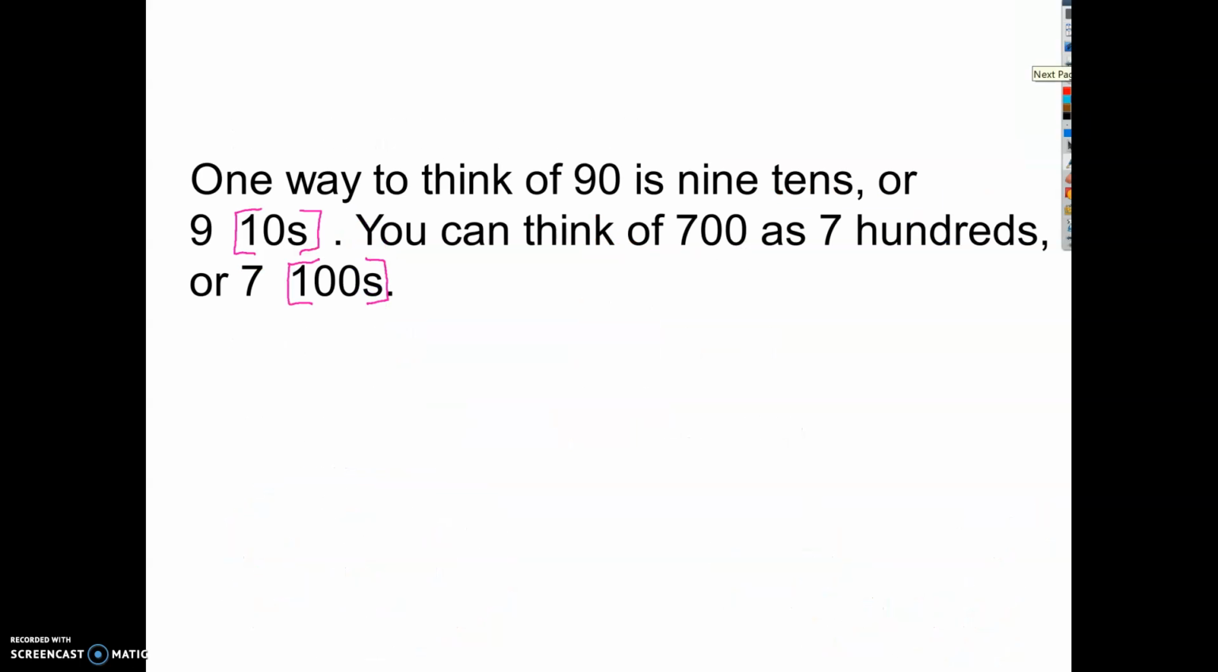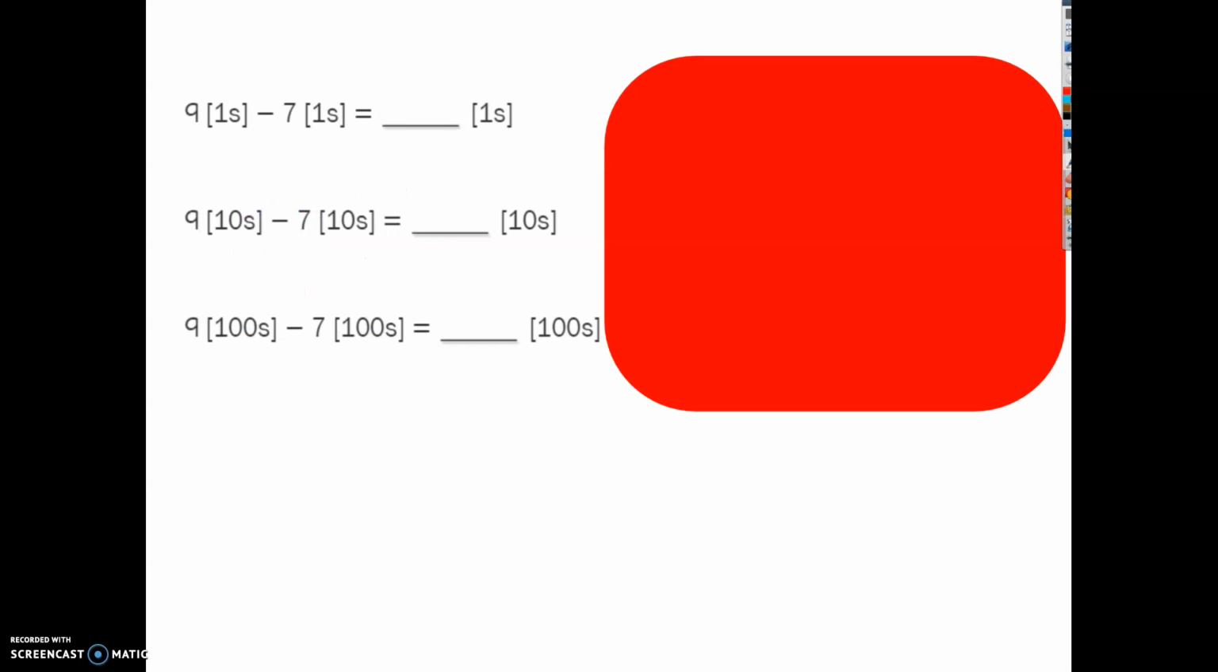One way to think of 90 is 9 tens. Or you could write it like this: 9 [tens] in a bracket. You can think of 700 as 7 hundreds. And this is another way you can write it: 7 [hundreds]. We're going to be using that style.